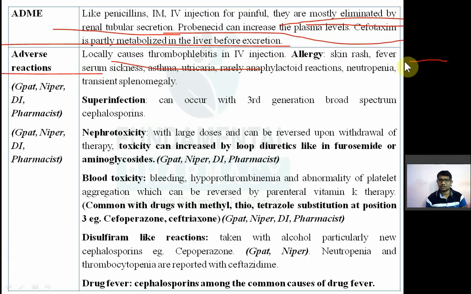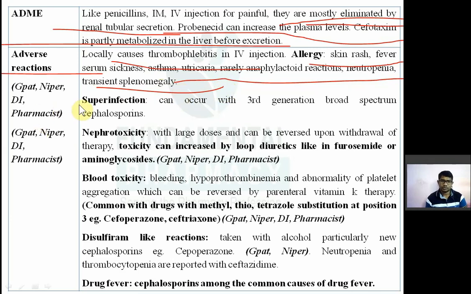Like penicillin, they also cause allergy like skin rash, fever, serum sickness, asthma, then urticaria. They are also reported. Anaphylactoid reactions have also been reported. Neutropenia, transient splenomegaly. So your spleen will enlarge. Transient splenomegaly means enlargement of spleen.